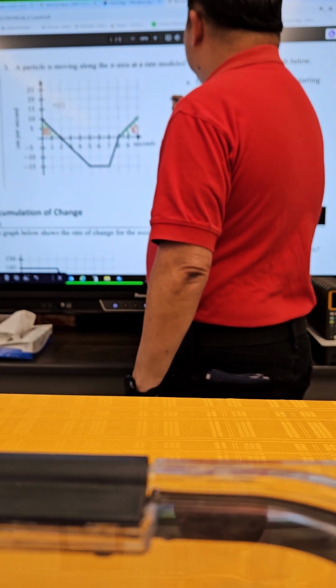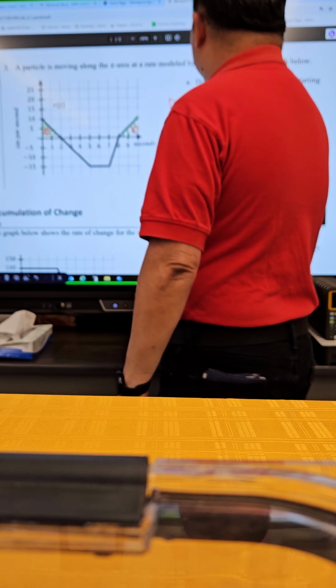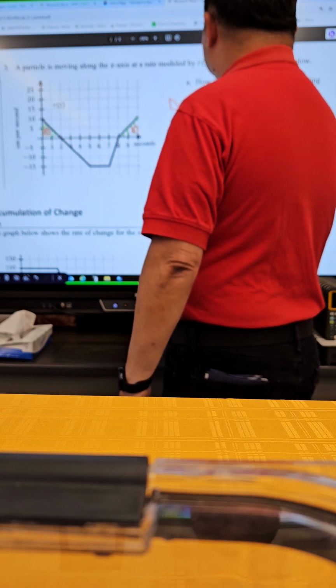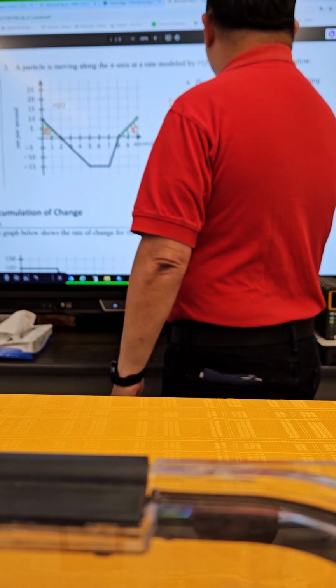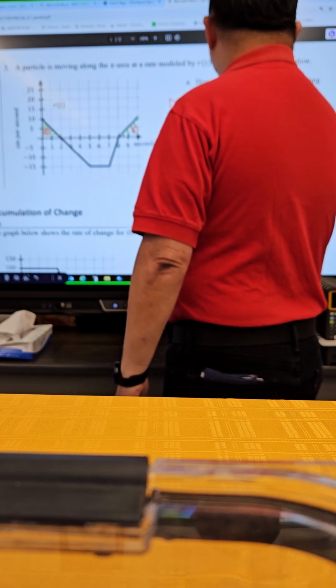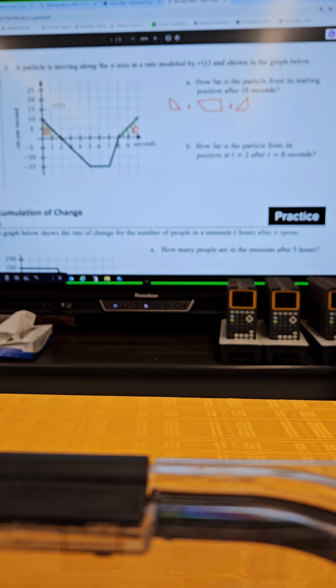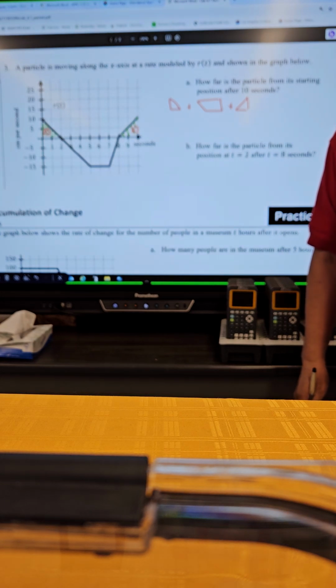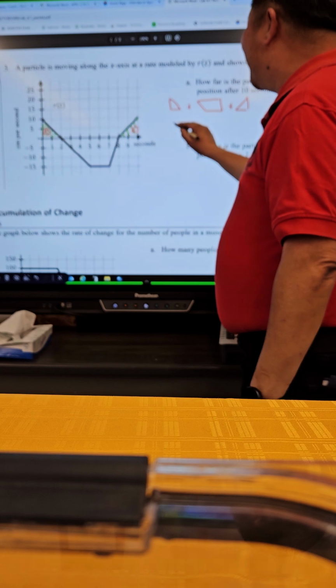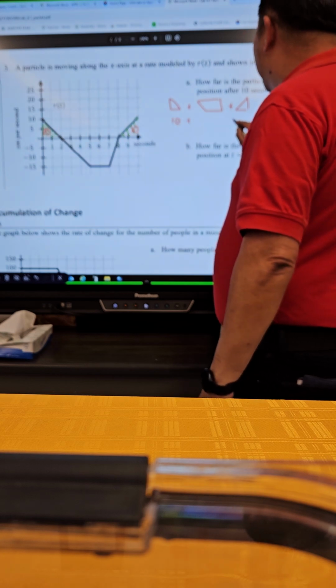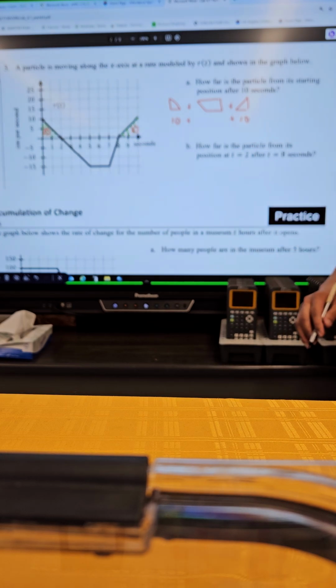This is a trapezoid. Okay? If not, you're going to have to write triangle plus trapezoid plus triangle, if you are a visual learner. You're going to visualize. So this means this is 10 plus, and then this is plus 10.